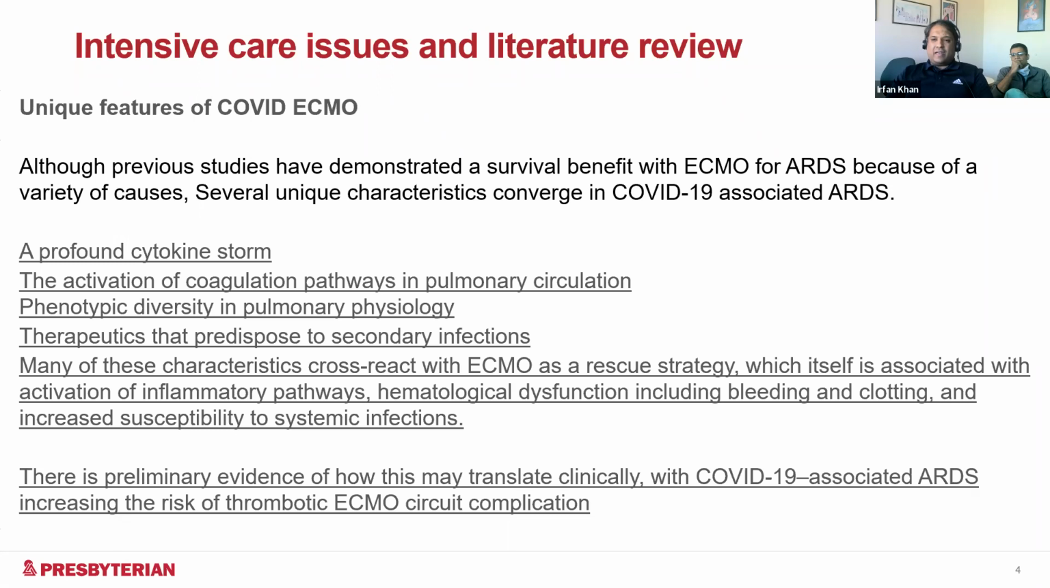Many of these characteristics do cross-react with what ECMO is doing to the patient in terms of hematological dysfunction, in terms of causing an inflammatory response, in terms of increasing the susceptibility to infection. So it's a complex interplay. You have to navigate the patient through all these things and try to help them survive this. There is some preliminary evidence on how this may translate clinically, mainly with COVID ARDS increasing the risk of thrombotic ECMO circuit complications.